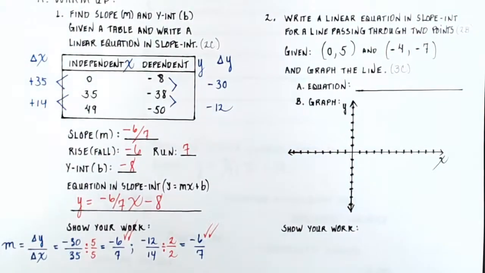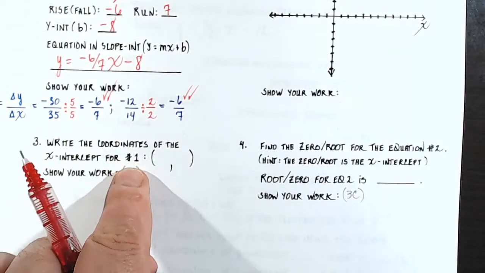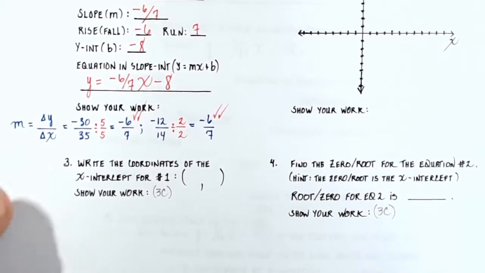And now if we scroll down a little bit, okay, so then you could go to problem number 2, but when you get to problem number 3, you're asked to write the coordinates of the x-intercept for problem number 1, this one. So we'll go ahead and do number 3 next. Makes sense.